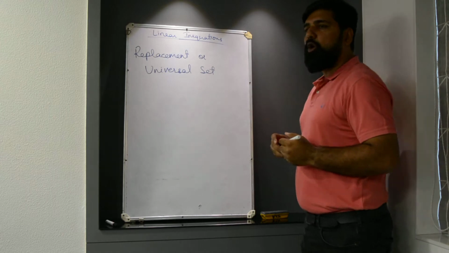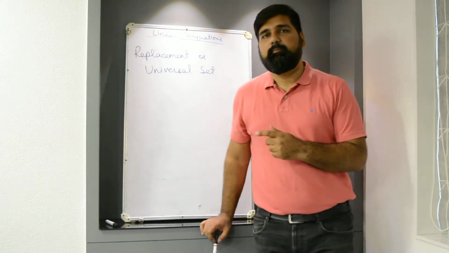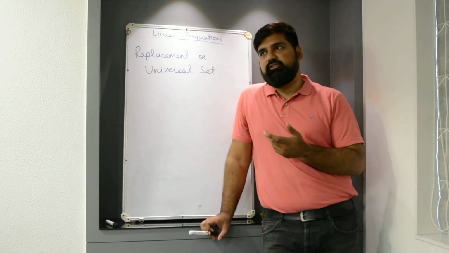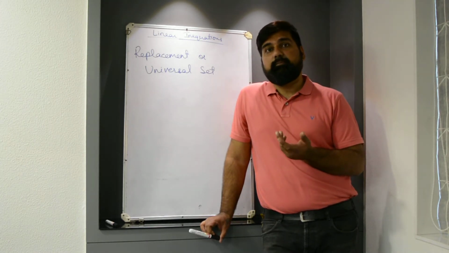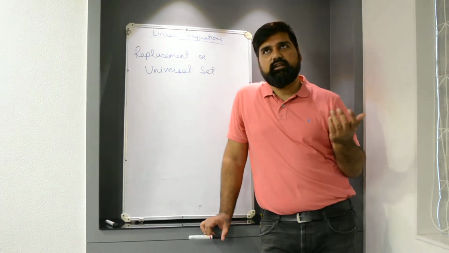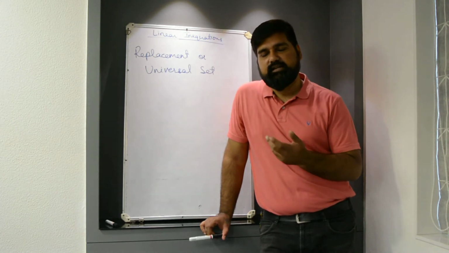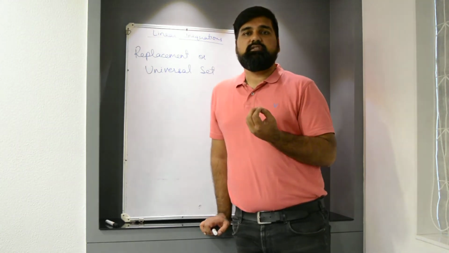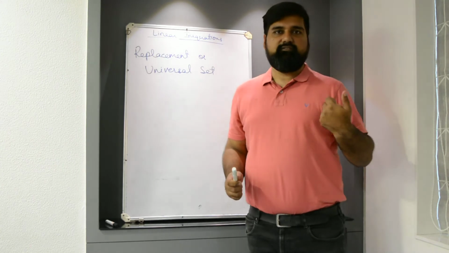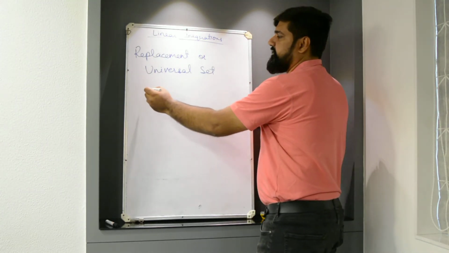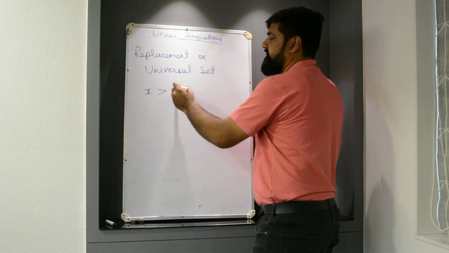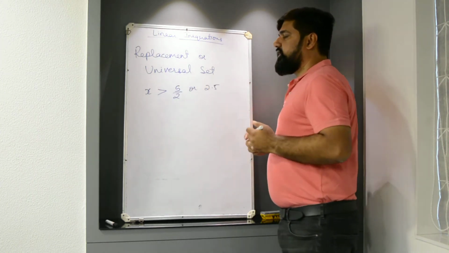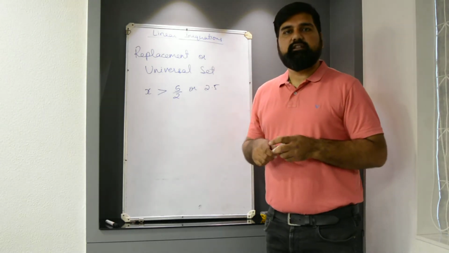Now, replacement or universal set. What is a replacement or universal set? Well, we have already learned in the earlier chapters, like you have learned in the chapter on sets in 6th, 7th, 8th standard, that a universal set is just like a solution set from which the numbers are derived. Like, if I say that x is greater than 5 by 2 or 2.5, then x can have any value which is greater than 5 by 2.